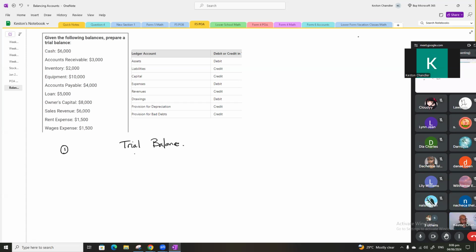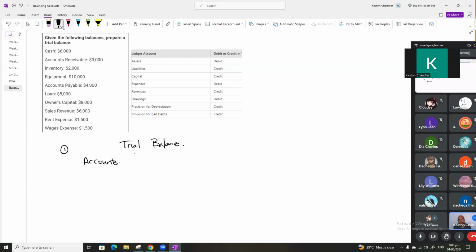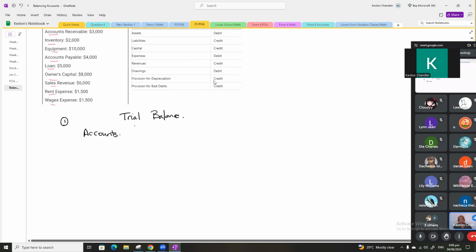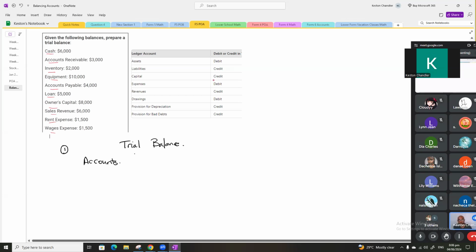All right, nice. So we want to do a trial balance. So we need three columns, right? One column is going to be for all of my accounts. So the accounts are like these things here: cash, accounts receivables, inventory, equipment, accounts payable, loan, owner capital, sales revenue, rent expense, wages expense. These are all the accounts. So I could actually just go ahead and write out all of those there. All right, so let's just put this as a column here.